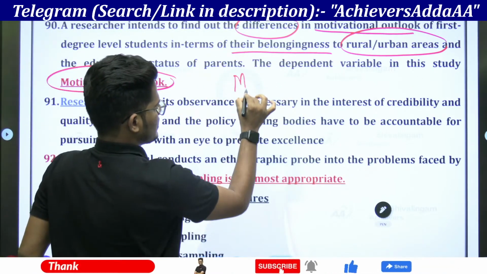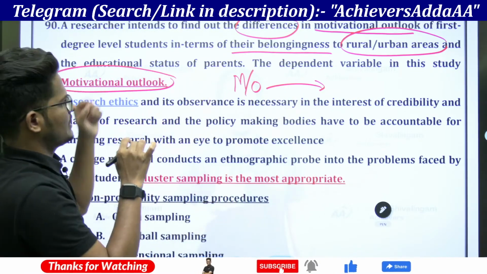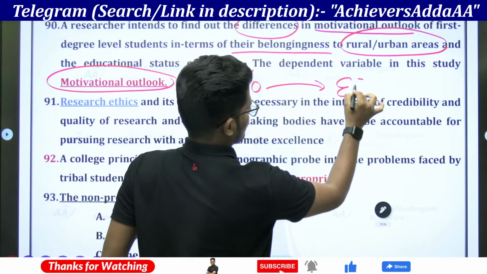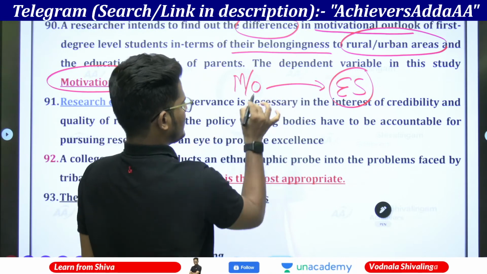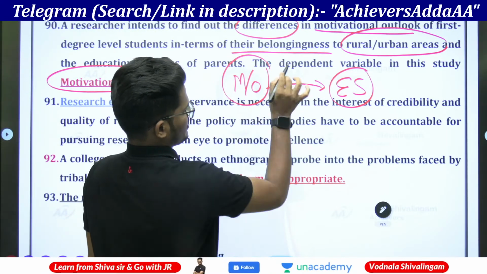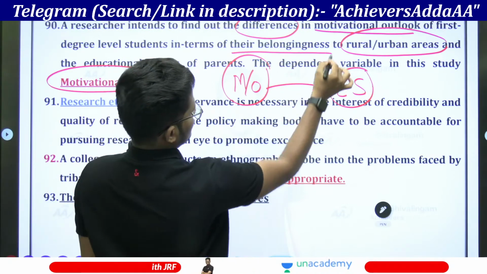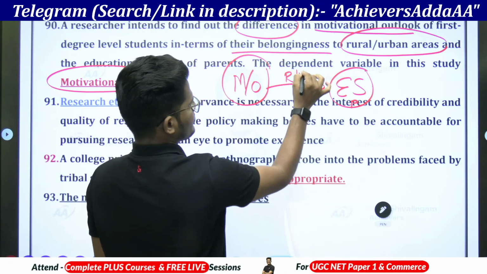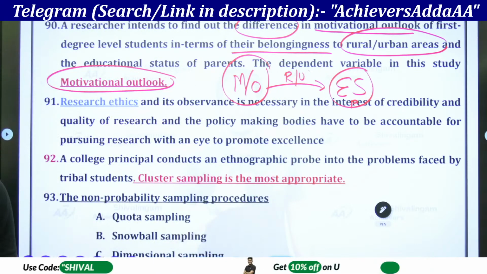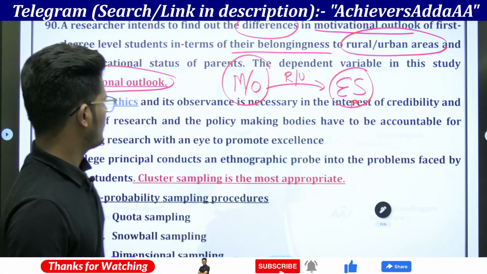Their motivational outlook is going to impact the educational achievement of those people. Here the intervening independent variable is moderate, this motivational outlook. The dependent variable is the educational status, as well as the educational status of the parents, and here rural or urban is a moderating or intervening variable. Absolutely no manipulation in historical research.